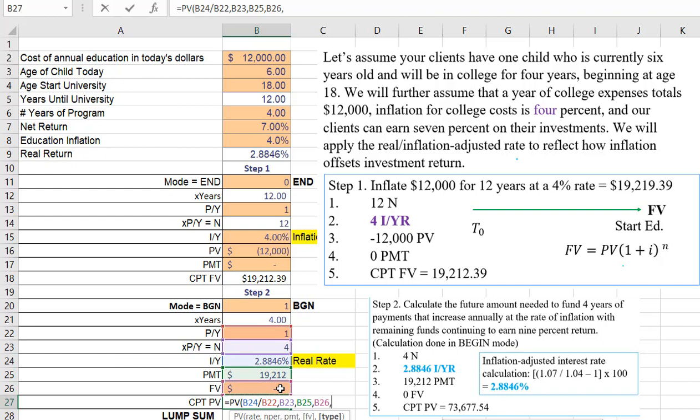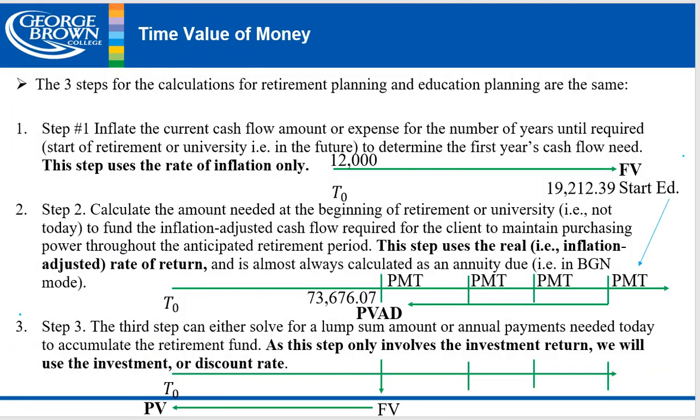So future value, then the type, this is important. I'm in beginning mode. You can see, again, if I click on the type, beginning mode is number 1. It gives you a little prompt. Hit enter, and I've got 73,677.54. So that's step number 2 done in Excel. So we're moving on now to the third step.